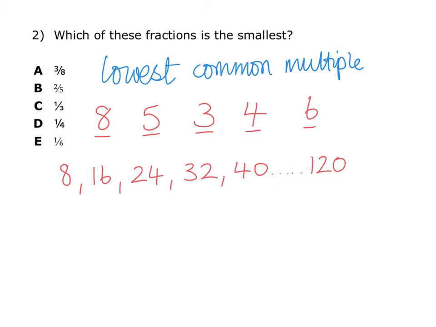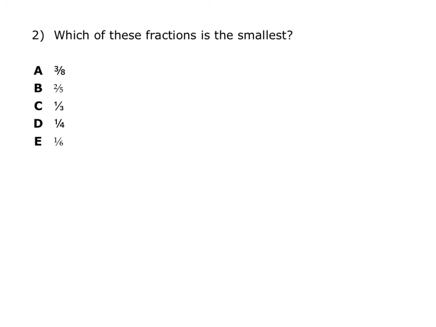So now I'm going to convert all my fractions that I have here into 120ths, and I'm going to start with 3/8, and I'm going to convert that into 120ths. So what did I do to turn 8 into 120? I multiplied by 15, and whatever we do to the denominator we must do to the numerator as well. So 3 times 15 gives me 45. So 3/8 becomes 45 120ths.